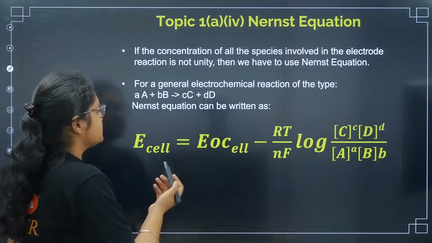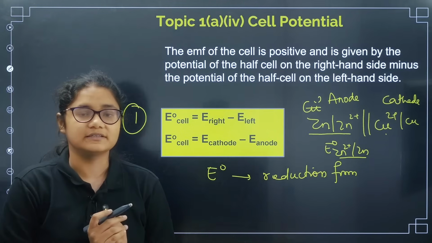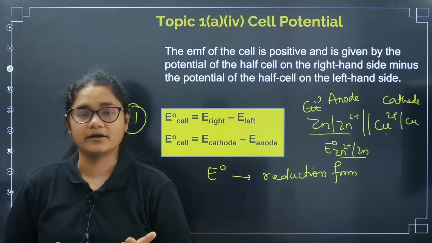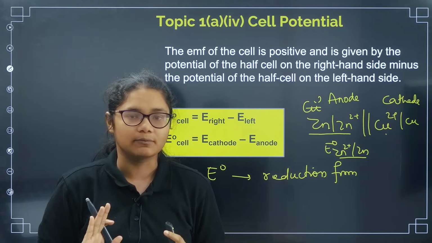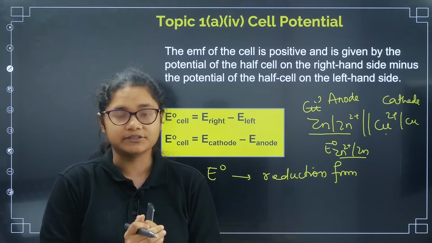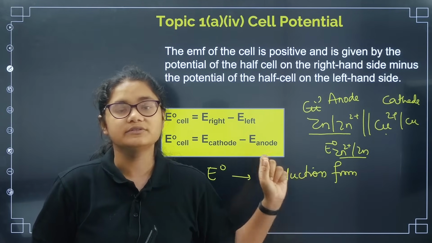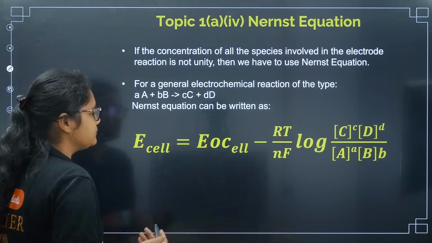Now what is this Nernst equation? We have already calculated the cell EMF, right? Then what is the use of the Nernst equation? The cell EMF is calculated using this formula under standard conditions. Standard conditions means the electrolyte concentration is taken as 1 molar. Now if we change the concentration of the electrolyte to any other value, then we have to use the Nernst equation. Clear?